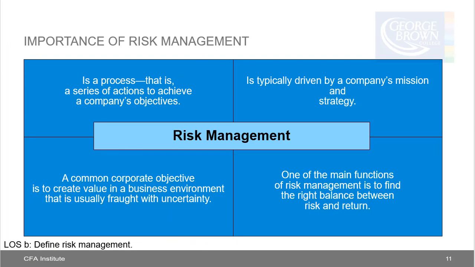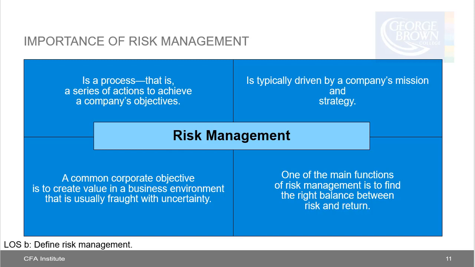Learning outcome statement B is define risk management. Risk management is a process, that is, a series of actions to achieve a company's objectives. These objectives may take different forms, but they are typically driven by a company's mission and strategy. A common corporate objective is to create value in a business environment that is usually fraught with uncertainty. So an important objective of the risk management process is to help managers deal with this uncertainty and identify the threats and opportunities their company faces.